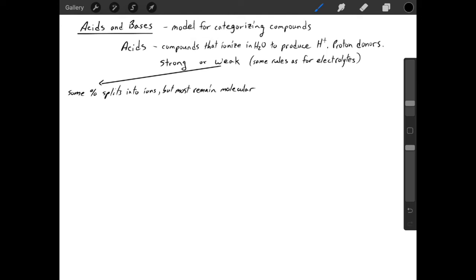Weak acids are compounds that, when they dissolve, have some percentage of the sample split up into ions, but the vast majority of the compounds remain molecular. They remain associated. Over time, some will split into ions, some will reform into molecules, and they'll have a dynamic equilibrium going. These molecules are often, but definitely not always, written with the acidic hydrogen on the right-hand side of the formula. A couple of the more common examples that you'll come across are things like acetic acid or the ammonium ion.